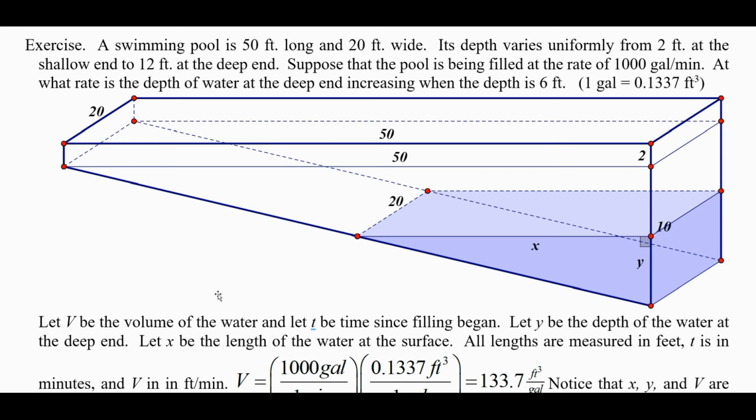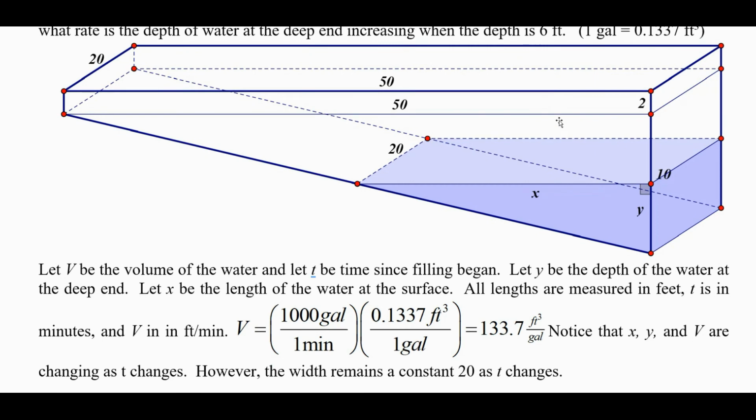A swimming pool is 50 feet long, 20 feet wide. It varies in depth uniformly from 2 feet at the shallow end to 12 feet at the deep end. Suppose we're filling the pool at a rate of 1,000 gallons per minute. At what rate is the depth of the water at the deep end increasing when the depth is 6 feet?